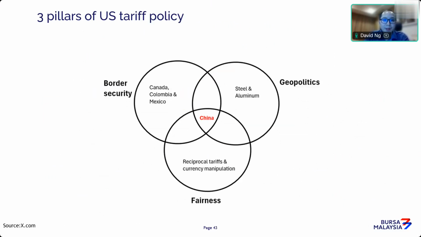Now, I just want to touch a bit on US tariff policy. If you look at the major US tariff policy that's being implemented by Trump, it is focused on three main pillars. First thing is border security. Second thing is fairness. So whichever country charges tariffs to the US market, the US will always reciprocate now. And other than that, it's always geopolitics. Now, geopolitics is very sensitive in the sense that it is very targeted, selectively targeting certain sectors, and only benefits its own country.